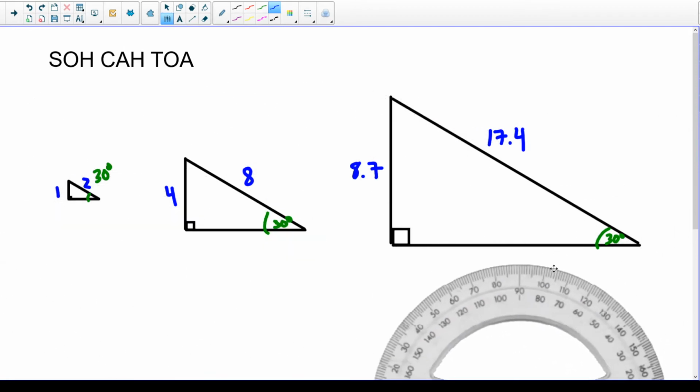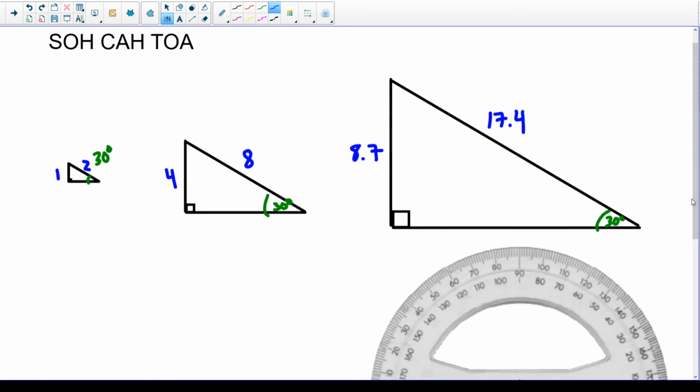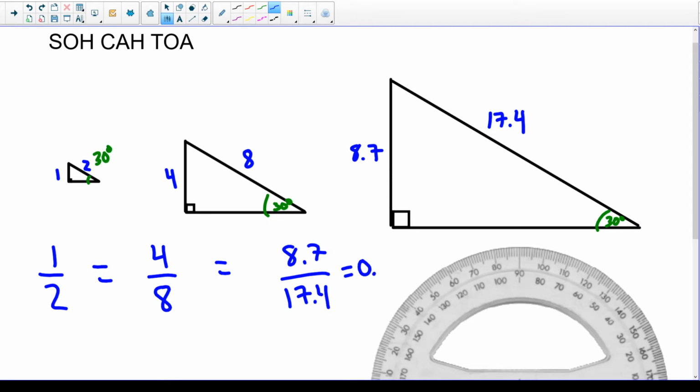All right. Now, what does that do? Well, here's what the mathematicians discovered. If I take the 1 and divide it by 2, and I take the 4 and divide it by 8, and I take the 8.7 and divide it by 17.4, what answer do I always get? I always get 0.5. And that's true for every 30-degree right-angled triangle. Not just these three. That is a pattern that exists for every one of them.